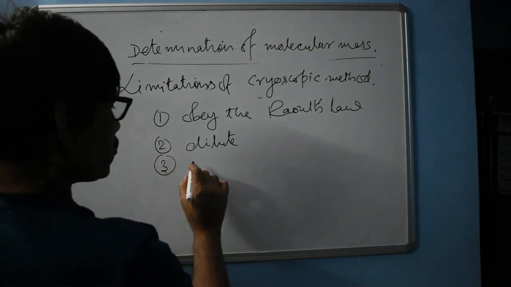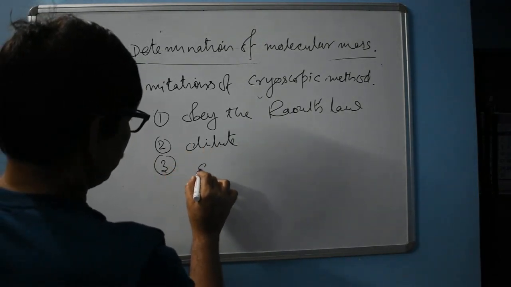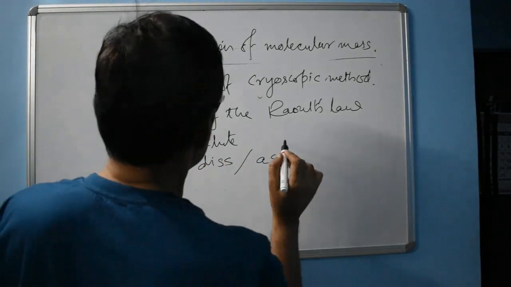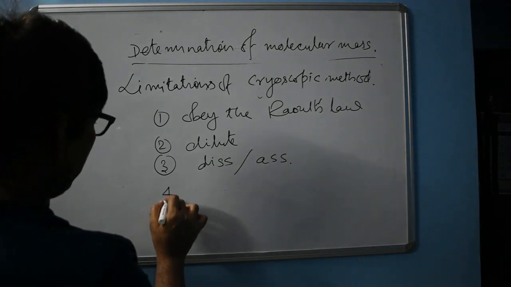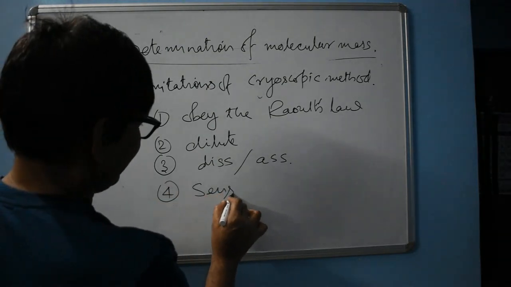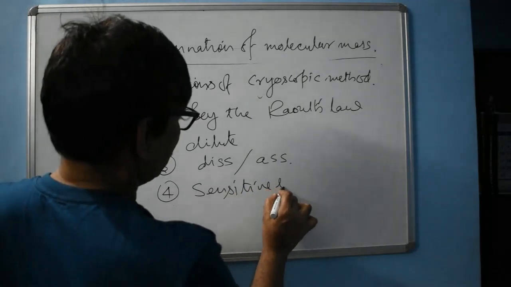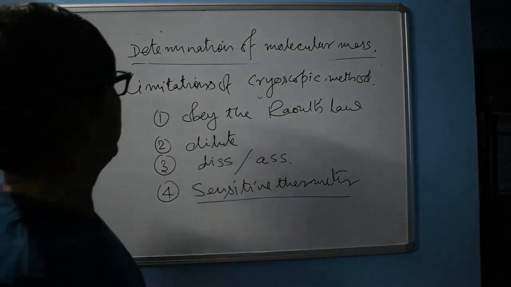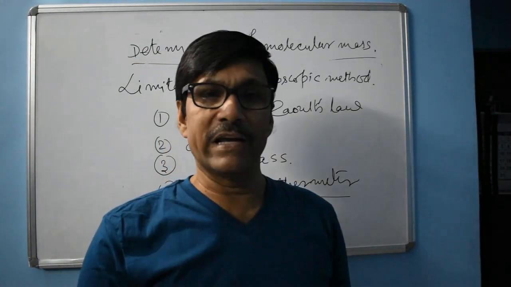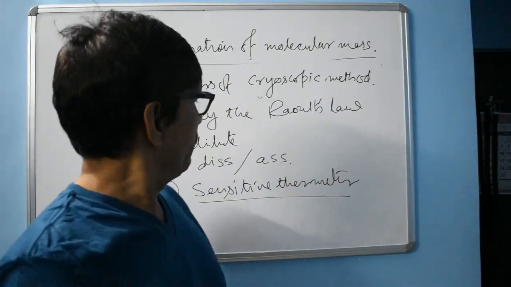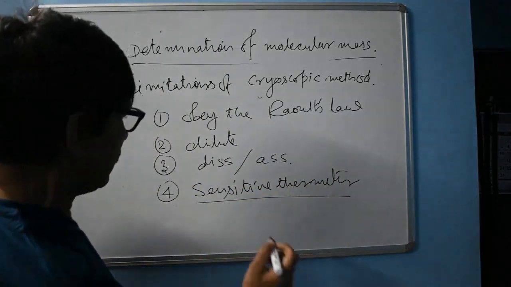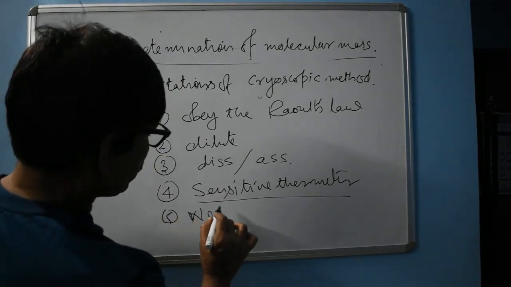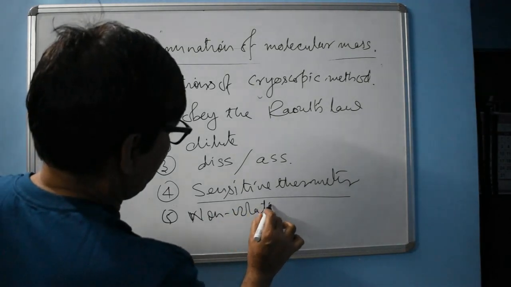Third, solute should neither undergo dissociation nor association. And of course, we have to use a sensitive thermometer. So these are the conditions. When fulfilled, we can determine the molecular mass of the solute, provided the solute is non-volatile. You write one more point: solute should be non-volatile.